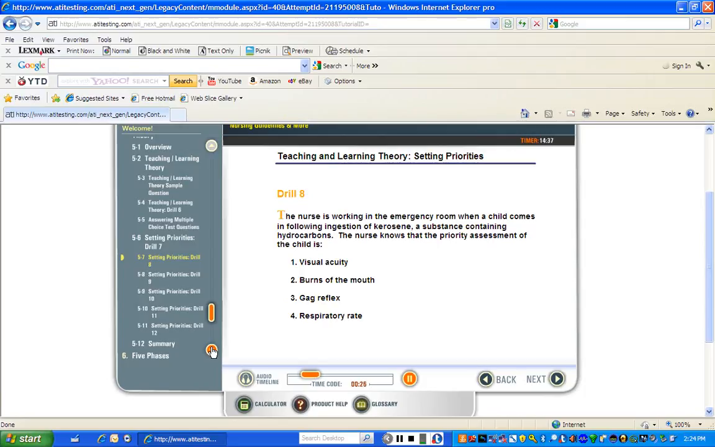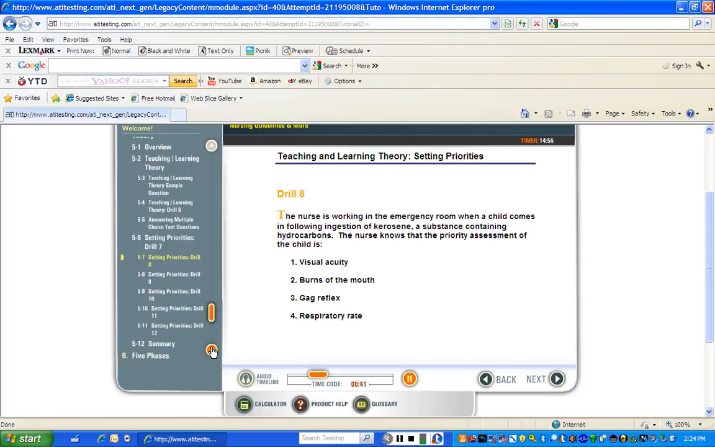Let's identify the critical elements. The key word is priority. The client is the child. The issue is priority assessment following hydrocarbon ingestion. The type of stem is a priority response stem. Let's look at and eliminate distractors.